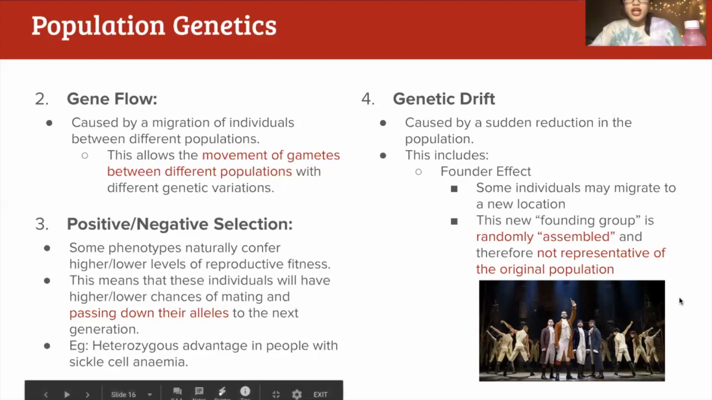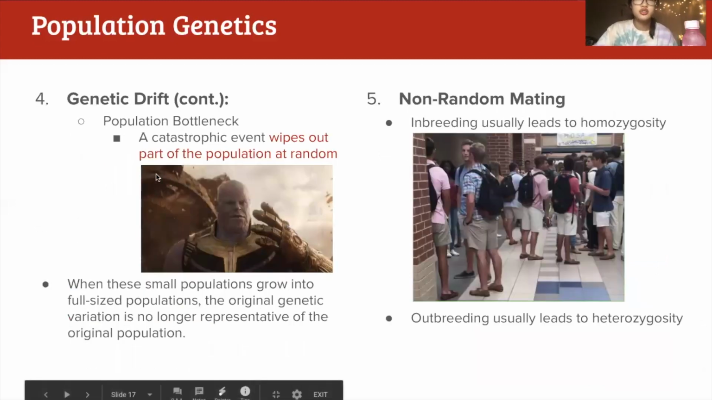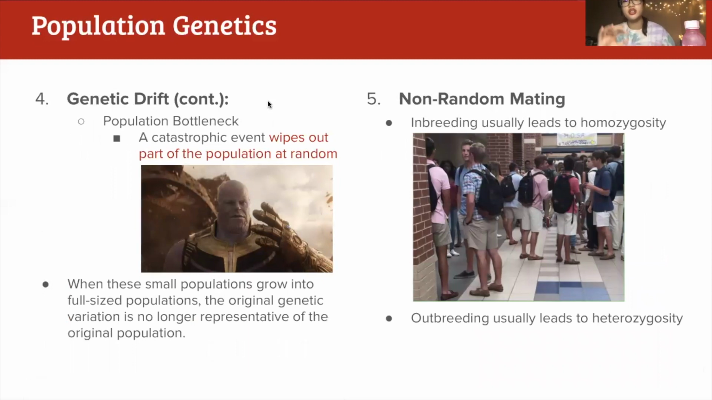All right, so next, genetic drift. Again, another example is a population bottleneck. So this is when a catastrophic event wipes out part of the population at random. Sounds familiar? Ayo, my man's wiping out 50% of the population at random. So when these small populations grow into full-size populations, the original genetic variation is no longer representative of the original population.